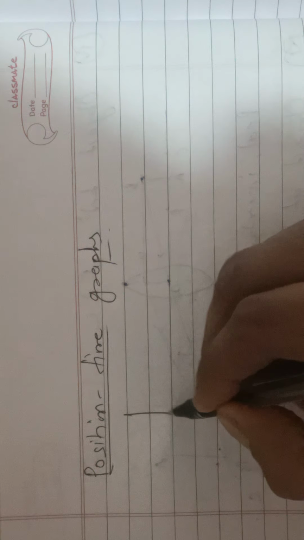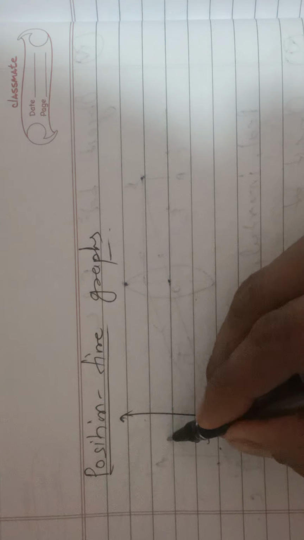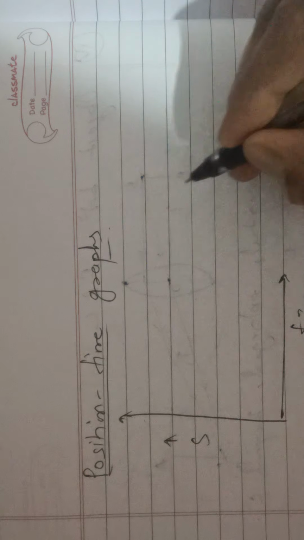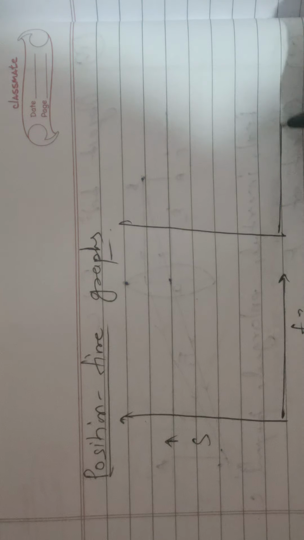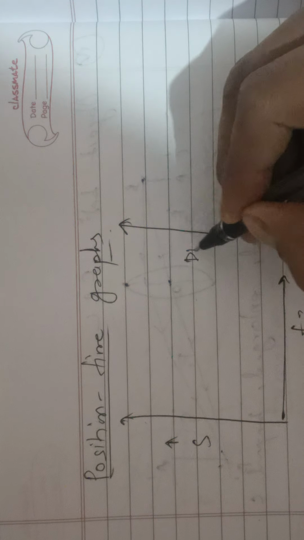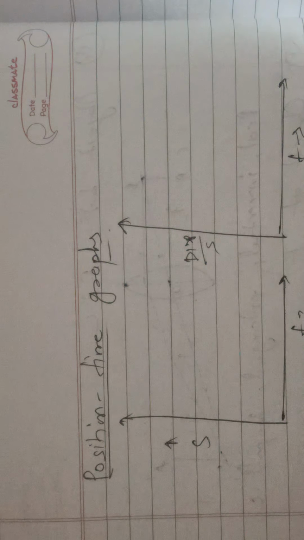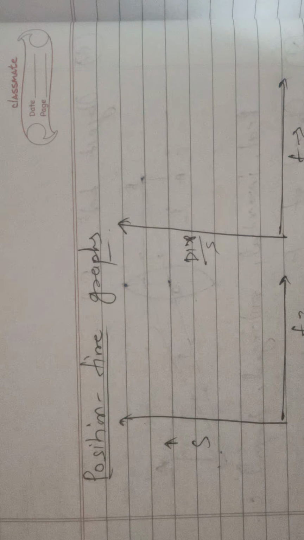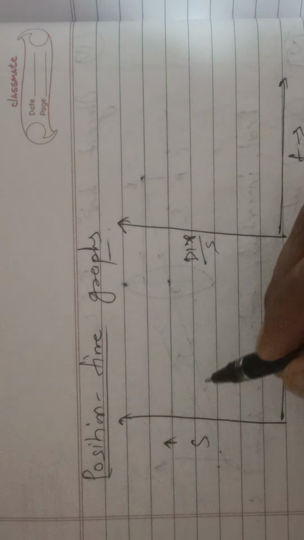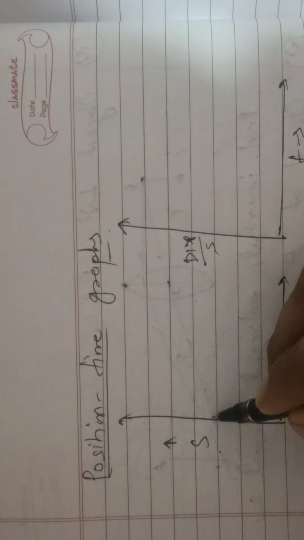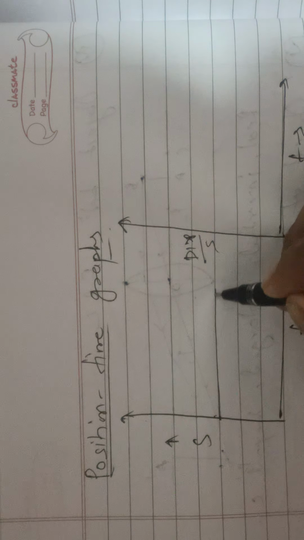So if we take position time graph, suppose I'm taking distance time graph, and one more I'm taking displacement time graph. This is displacement, this is also denoted by S only. So how can we show a body which is at rest in distance time graph? If a body is at rest in distance time graph, it means what? With the change of time, the distance is not changing.